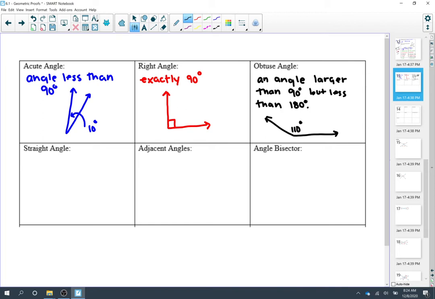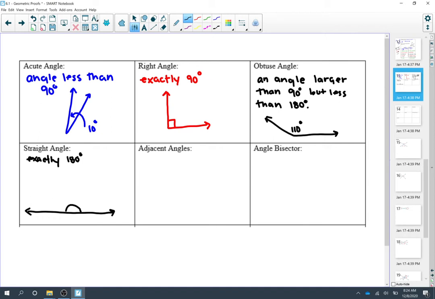A straight angle, okay, so a straight angle is exactly what it sounds like. I'm going to draw the picture first. Is a straight line. So right here would be your straight angle, is exactly 180 degrees.